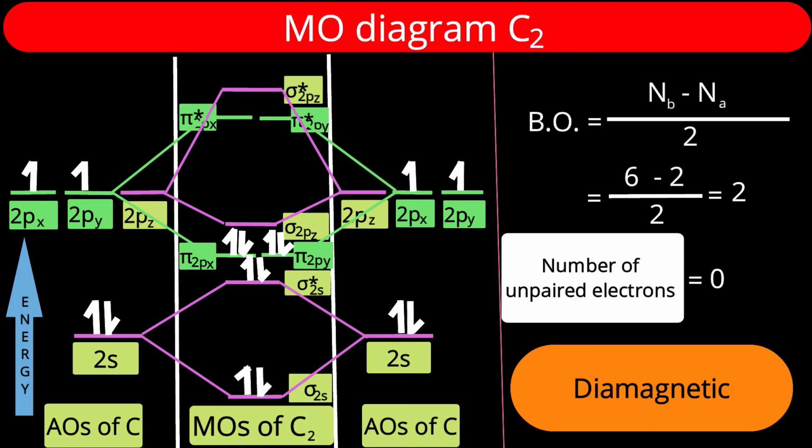Still 4 electrons are left. Afterwards, the energy levels are π2px and π2py. As per Hund's rule of maximum multiplicity, the 9th electron will enter π2px. The 10th electron will enter π2py in order to have maximum multiplicity.